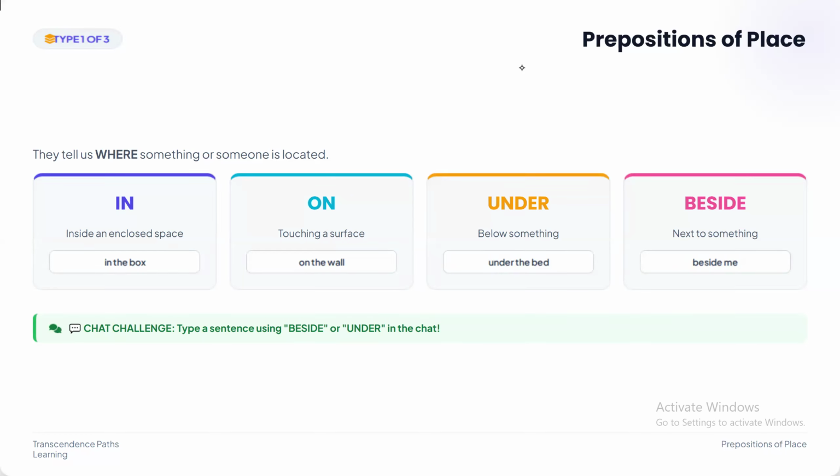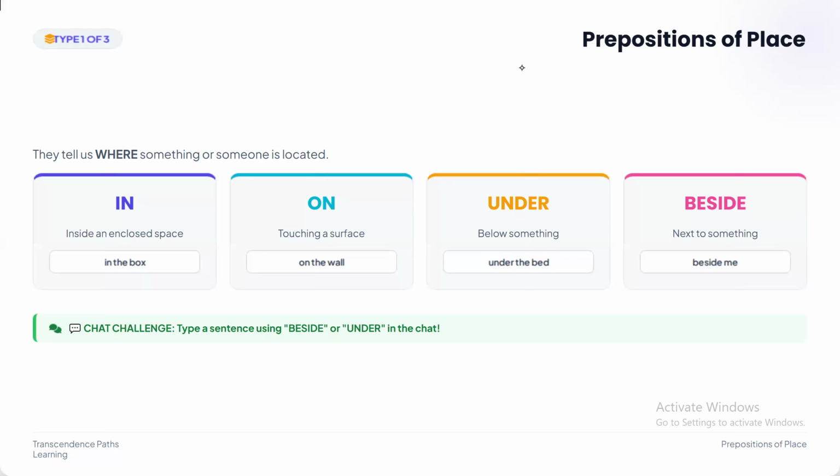For example, inside an enclosed space, we use in. Whenever we have an enclosed place, you use in to represent that. On is for touching a surface, on the wall, on the table. Under is below something. Beside is next to something. That's beside me, next to me. Some people use them interchangeably. Beside and next to are the same.